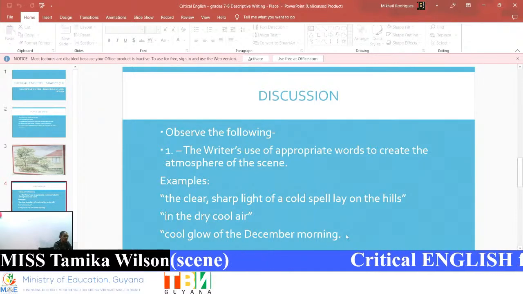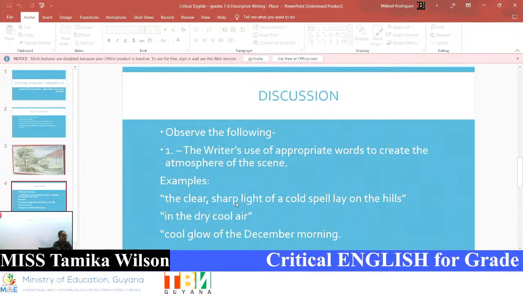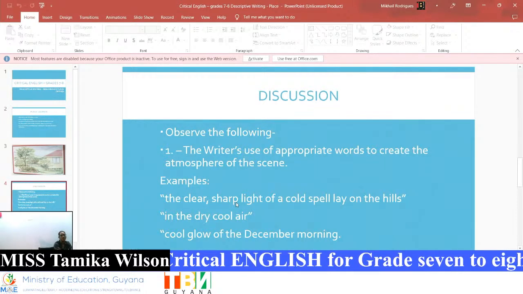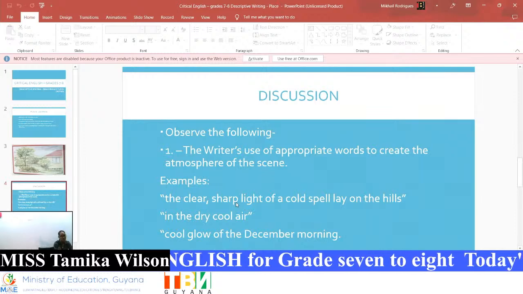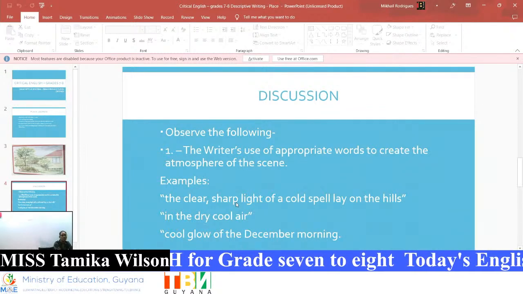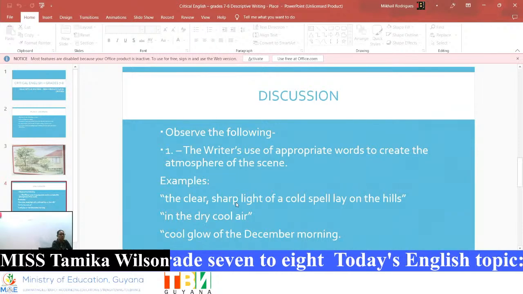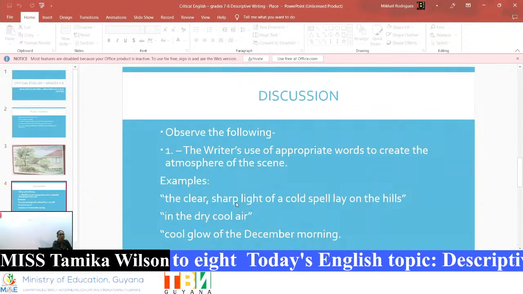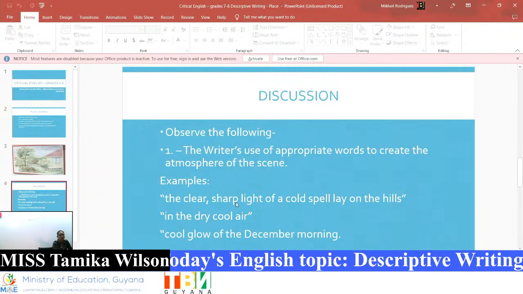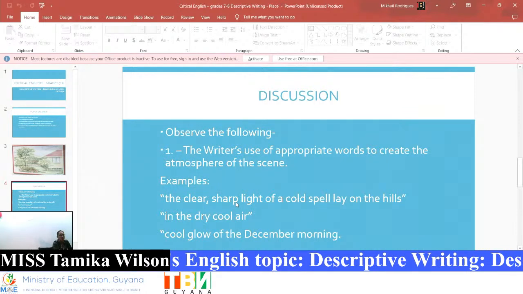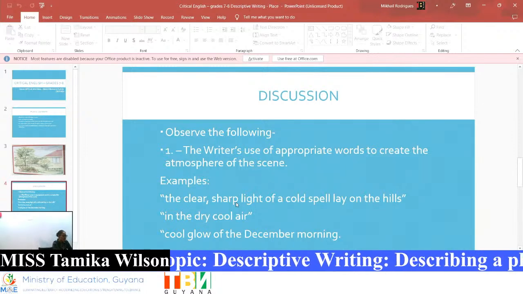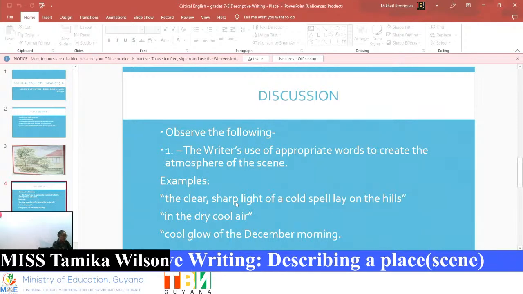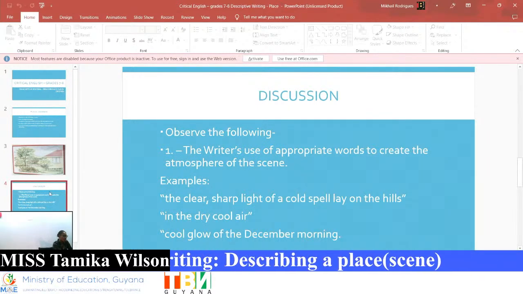So the atmosphere in the passage seems to be that this December morning they're describing is cool, and it is not very hot, in contrast to what we are experiencing today. Because if you've been paying attention to the weather, you notice that it's quite hot. One of the things that I enjoy most about my job is being in the office because of the AC. When you have to step out, you're stepping out into a totally different atmosphere and environment.